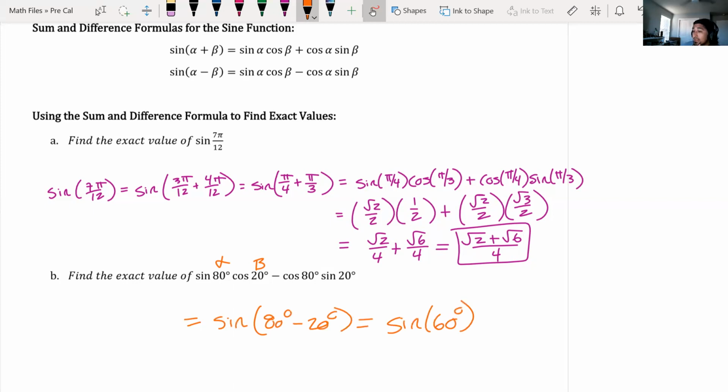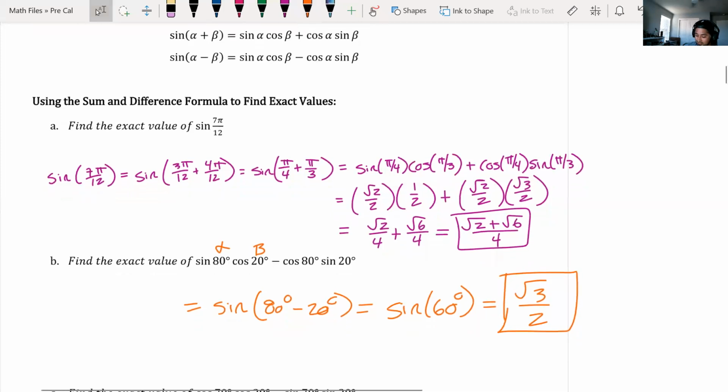And what is the sine at 60 degrees? Half. Oh wait, no, that's radical 3 over 2. There you go. Fun stuff.